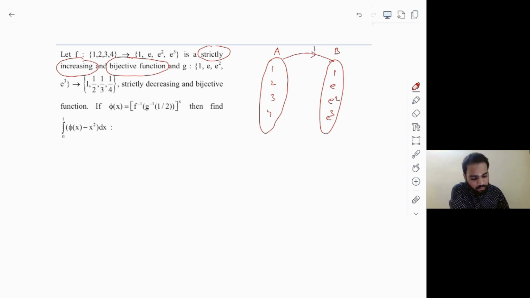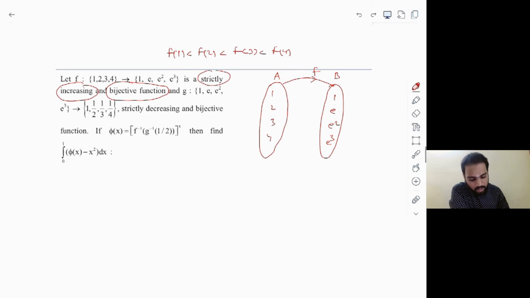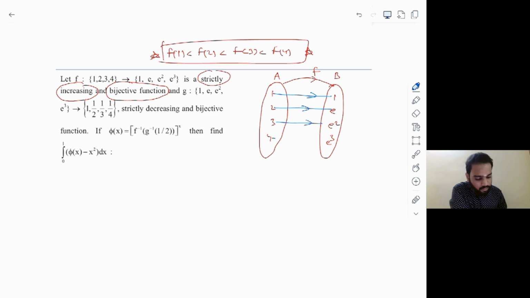Okay. So this is your function f mapping, but they gave that the function is strictly increasing. But what is the meaning of a strictly increasing function? That f of 1 must be less than f of 2, less than f of 3, less than f of 4. The reason is, as the inputs increase, outputs also must be strictly increasing, so this is the inequality that must be satisfied. And also, since it is bijective, it must be both one-one and onto. So the one and only one possibility is you can map 1 to 1, 2 to e, 3 to e square, and 4 to e cube.